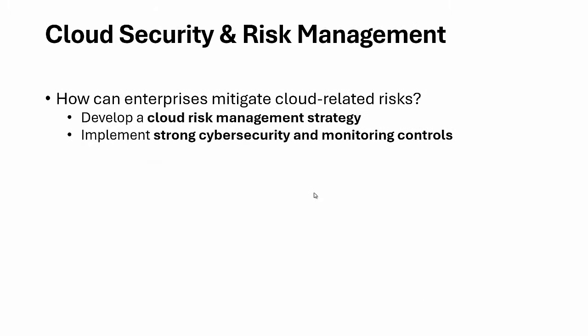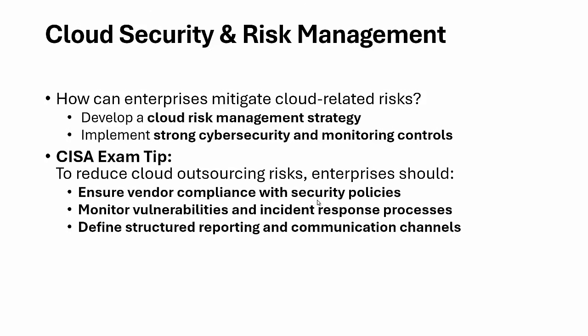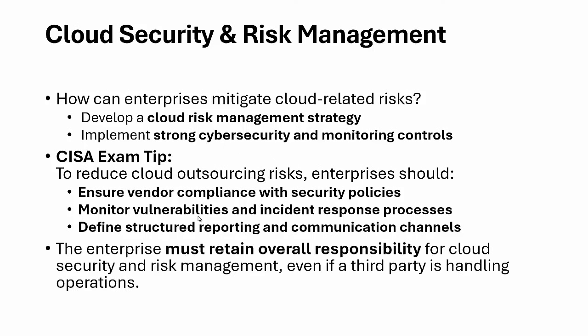So how can an enterprise mitigate cloud risk? Develop a cloud risk management strategy and implement strong cybersecurity controls. To reduce the cloud outsourcing risk, the enterprise should ensure vendor compliance with security policies, monitor vulnerabilities and the incident response process, and, more important, define structured reporting and a communication channel. There should be a proper communication channel. One thing to always remember: data security and GRC, you as the cloud customer are responsible. Physical security is the responsibility of the cloud provider. Enterprises must retain overall responsibility for cloud security risk management, even when third parties handle your operations.